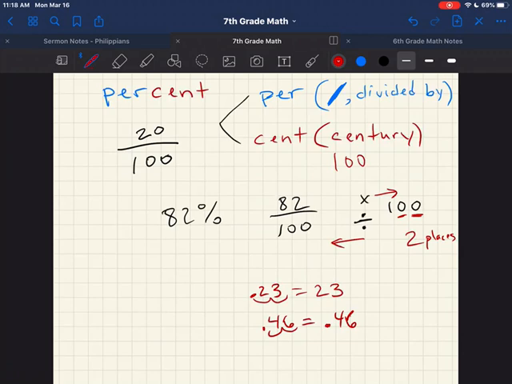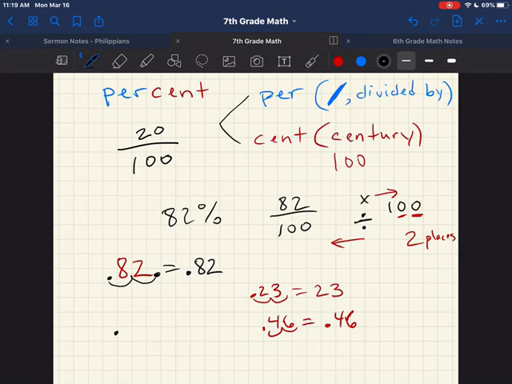Okay, so let's go back to this 82%. 82% means 82 divided by 100. So we have the number 82, and now we're going to divide by 100, which means dividing goes left. We're going to move my decimal, which is right here at the end of the whole number 82, 2 places to the left to divide by 100. So per 100, 82% is equal to 0.82.